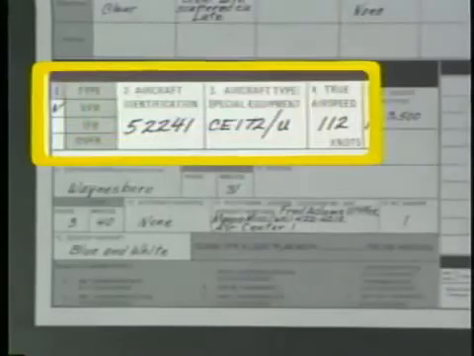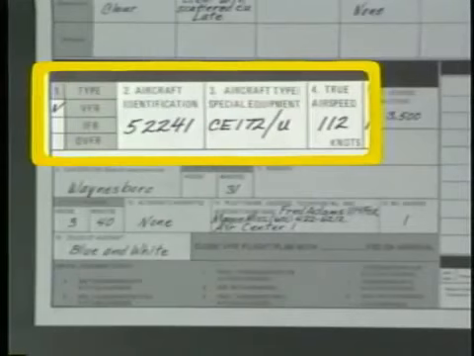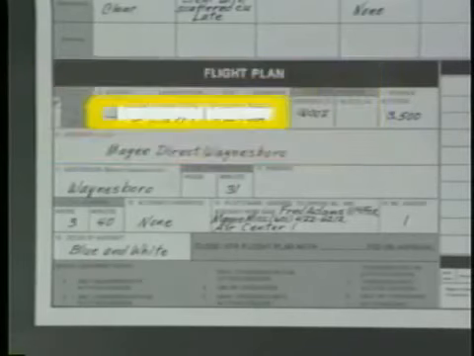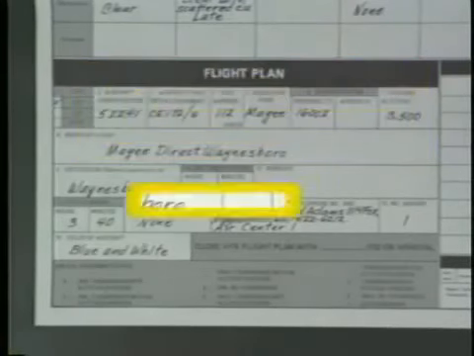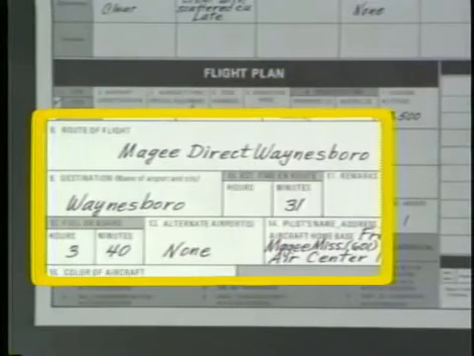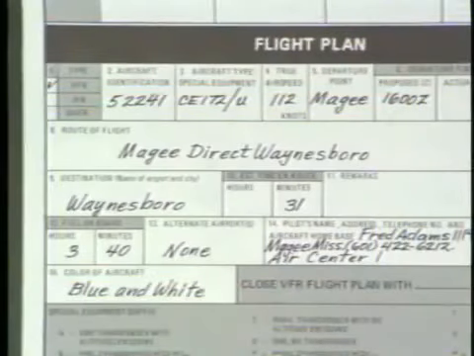I'd like to file a VFR flight plan. Go ahead. The aircraft is 52241, a Cessna 172/uniform. True airspeed 112 knots. Departure point is McGee. Proposed departure time 1600 Zulu. Altitude 3,500. Route is McGee, direct Waynesboro. Destination Waynesboro. ETE 31 minutes. Fuel on board 3 hours 40 minutes. And the pilot's name is Fred Adams. 1114 Fox.